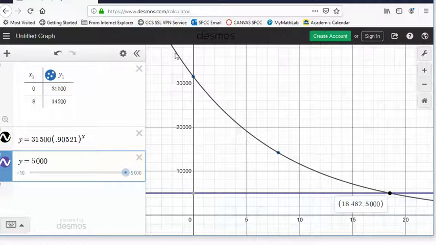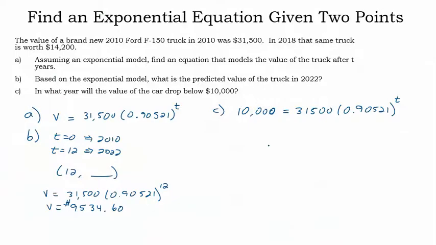And this piece of the function is really worthless for our model. It's from 31,500 forward. All right, so graphically, we can see that it's going to be after 12 years. Now, logarithmically, I'll go ahead and show you how to do this with logs real quick if you want to know how to do that algebraically.